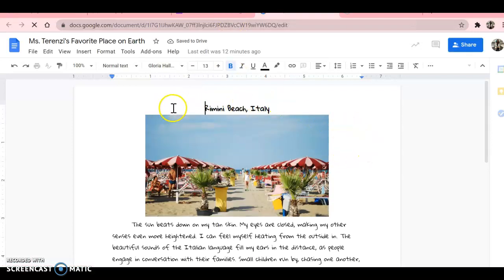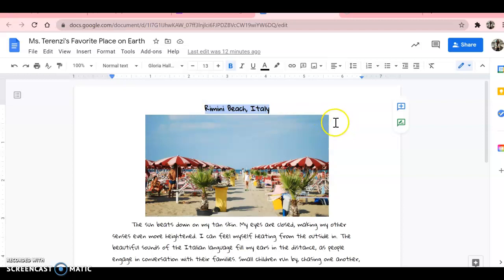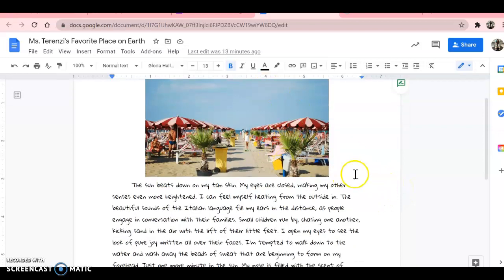Okay, so what I want you to do is at the very top of your paper, you're going to make your title the location. So for instance, mine is Rimini Beach in Italy. If it was your grandma's house, you could say Grandma Patty's house or my bedroom. Whatever your favorite place is, that's what you're going to put at the top as your title. Then if you have a picture of it, you can insert a picture. If you are doing a location such as a vacation destination, I definitely want you to include a picture. If it's of someone's house and you don't have a picture or you would rather not include one, that is perfectly fine. But if you have one, we would love to see it.